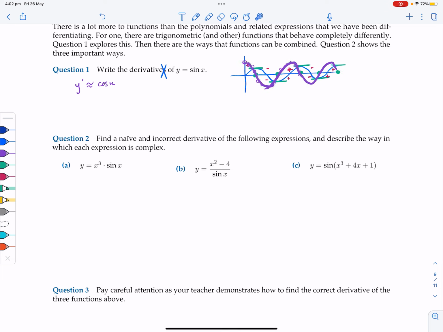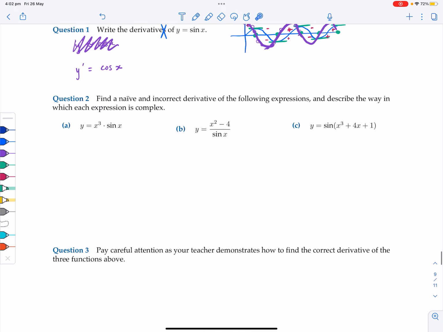It might be some multiple of cos x, or it might be something else funky, but it has to be periodic, and it has to go between positive and negative in the way that was shown before. Well, it just so happens that the gradient of sine x actually is cos x. There's no approximately equal to about it. Now, I haven't proved that, but I've demonstrated that that is a believable result. And for the rest of this sheet, we're going to use that, and on we go.